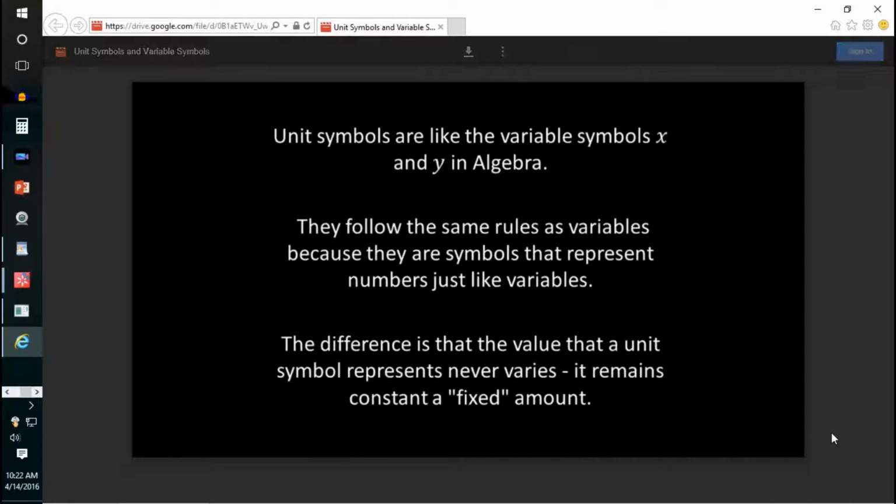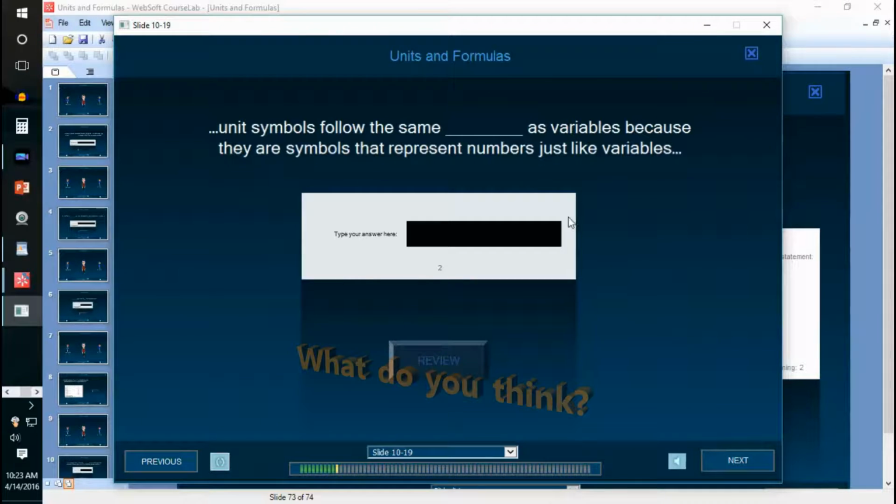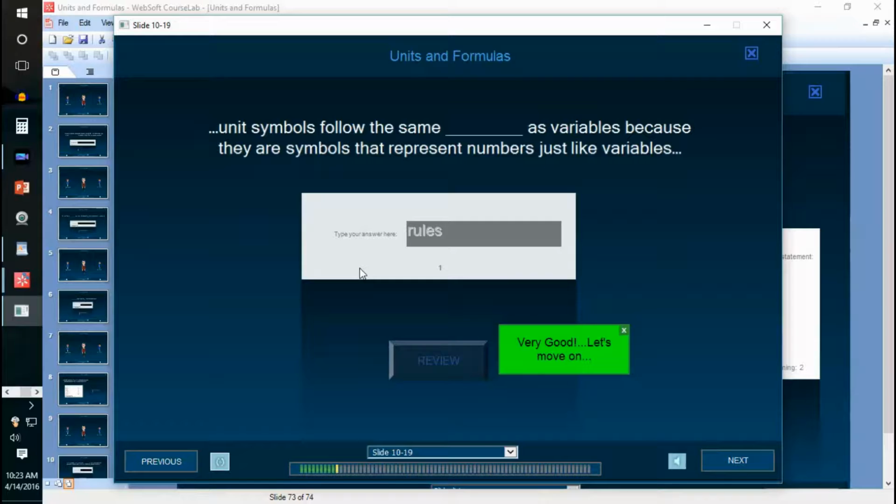Unit symbols are like the variable symbols x and y in algebra. They follow the same rules as variables because they are symbols that represent numbers just like variables. The difference is that the value that a unit symbol represents never varies. It remains constant, a fixed amount. Good. Unit symbols follow the same rules as variables.